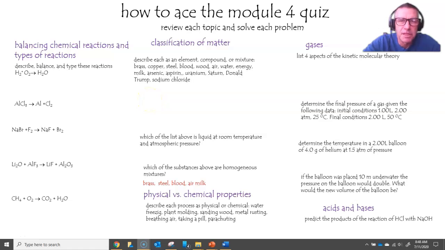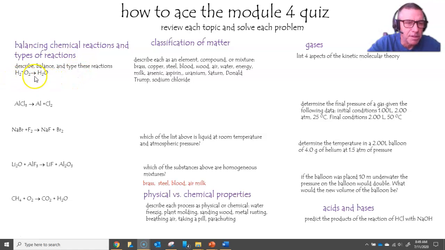Okay, let's review the material for the Module 4 quiz. We have balancing chemical reactions, types of reactions, classification of matter, physical versus chemical properties, gases, and just one question about acids and bases. Let's begin. Describe, balance, and type these reactions.